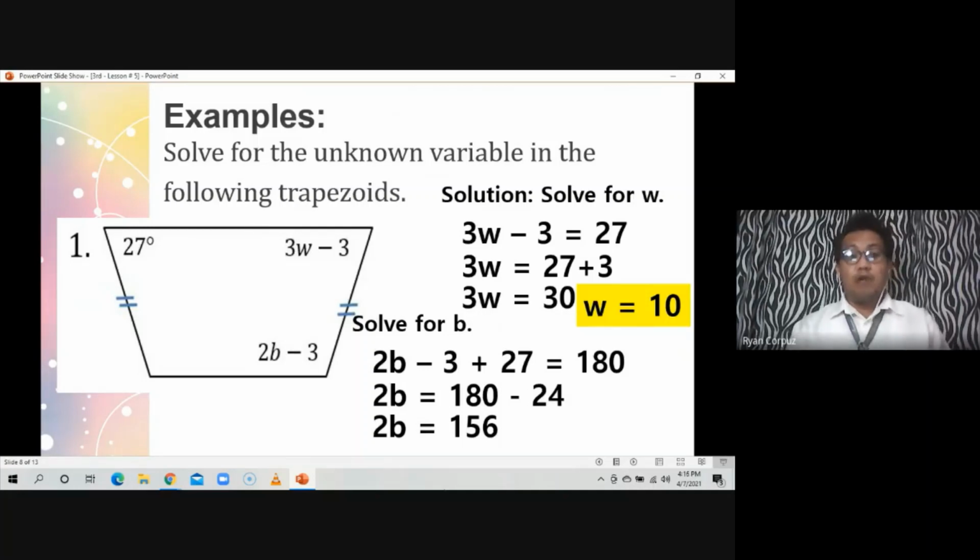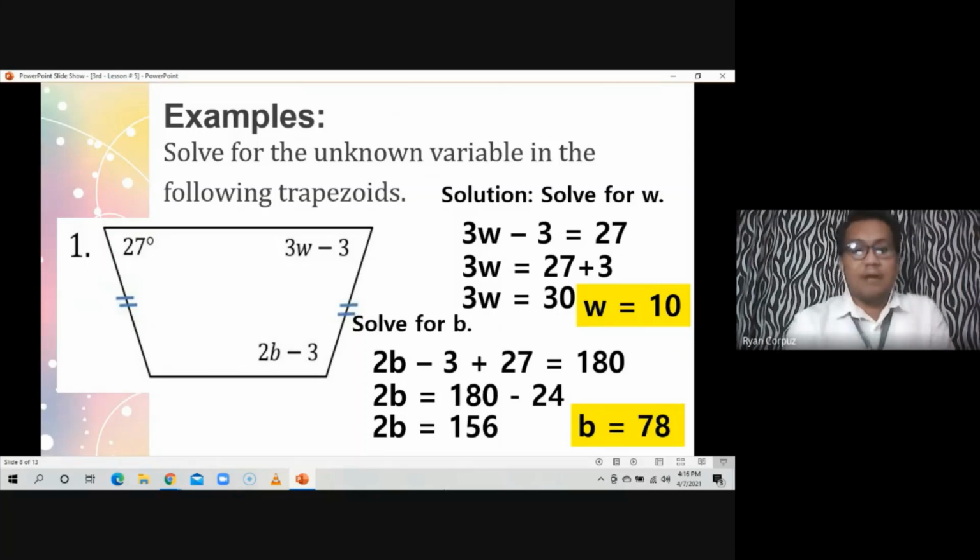So since you are looking for B, and since B is accompanied by 2 there, we have to remove it by dividing both sides of the equation by 2. So divide both sides by 2, we'll come up with the value of B, which is equal to 78. So the value of B is equal to 78.